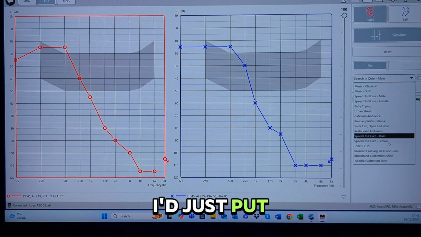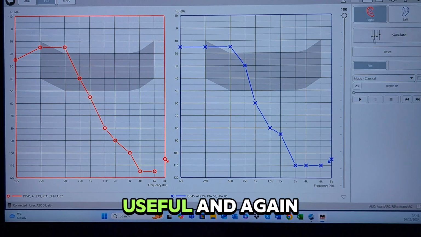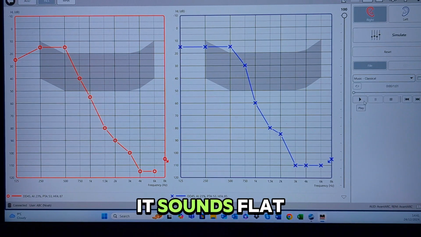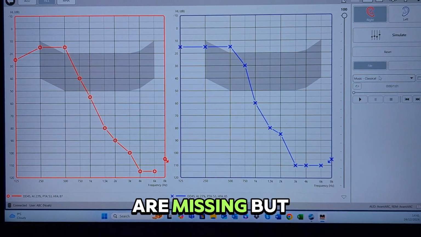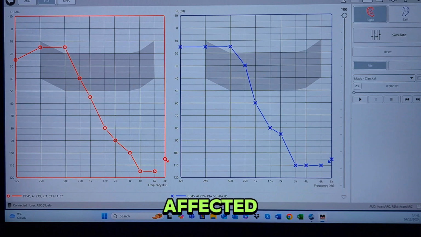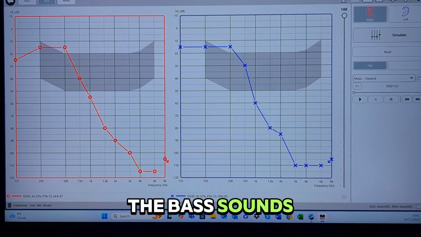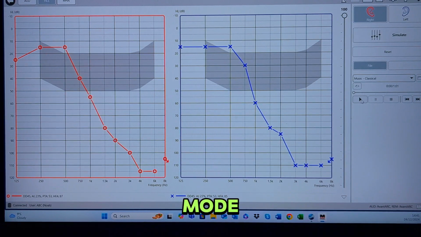I just thought I would put a few pieces of information there that would be useful. And again, with this music, you'll see that it sounds flat, and you'll see that some of the instruments are missing, but the volume wouldn't be too much affected, it'd be more the bass sounds that you'll hear when we are in the simulation mode. So here we go.